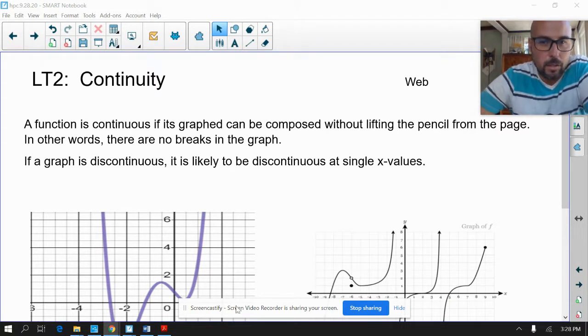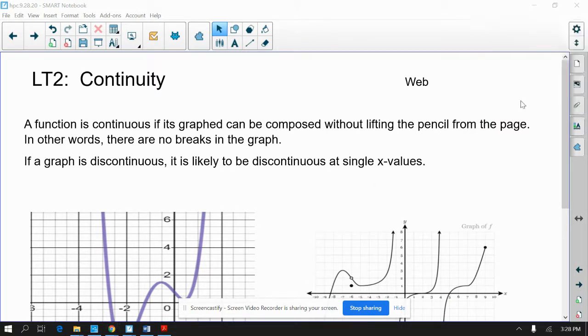Hey everybody. So this is learning target 2, continuity, a little bit more meat on the bones in this learning target than the first one, and including some algebra. So first of all, we just had to get a basic idea of what continuity is. But before we do that, you really do need to know how to use your calculator.